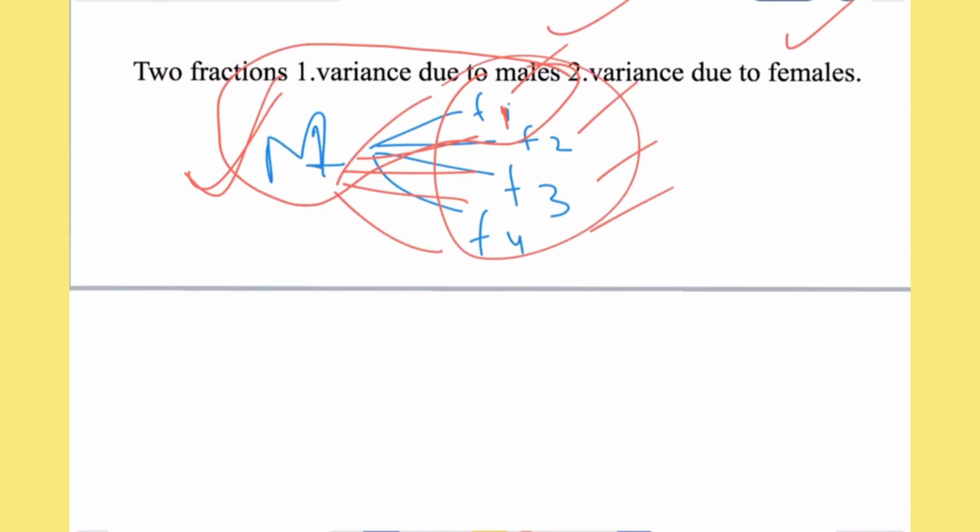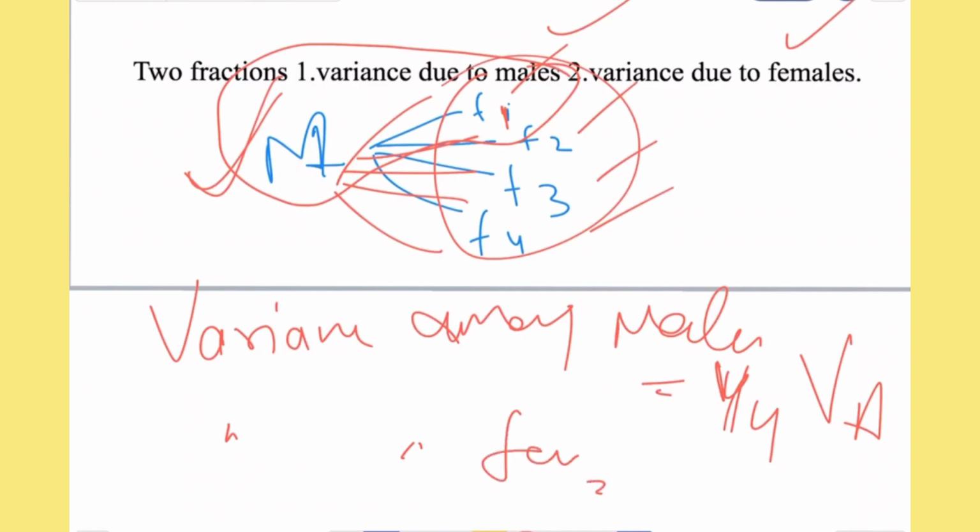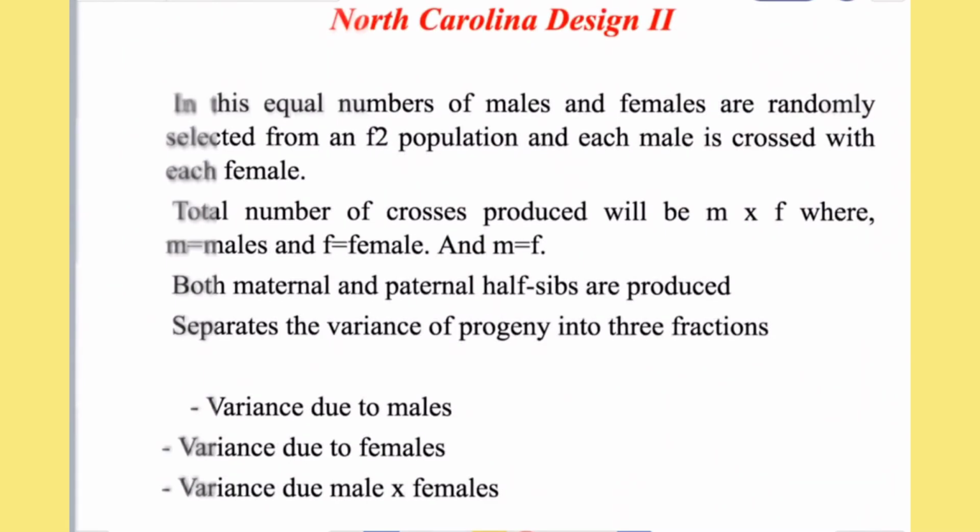In the NCD1 design, the variance among males is equal to 1/4 of additive variance, and the variance among females is equal to 1/4 of additive variance plus 1/4 of dominance variance. Now let's come to the NCD2 design.